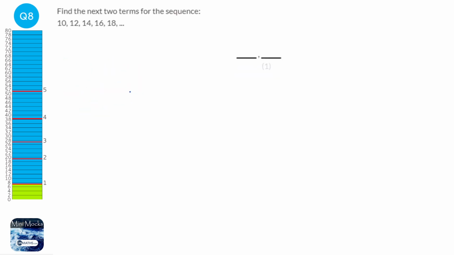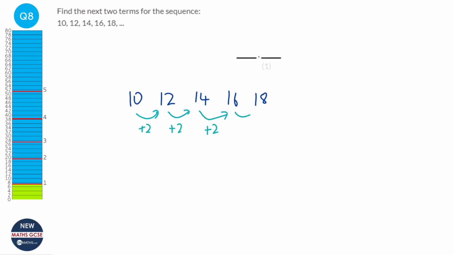So we're going to start off by writing the sequence out, and what you might notice straight away is that each of the terms is increased by 2, and so we're asked to find the next 2 terms. So we're just going to keep this pattern going. So increase it by 2, that would be 20. Increase by 2 again, and that would be 22.